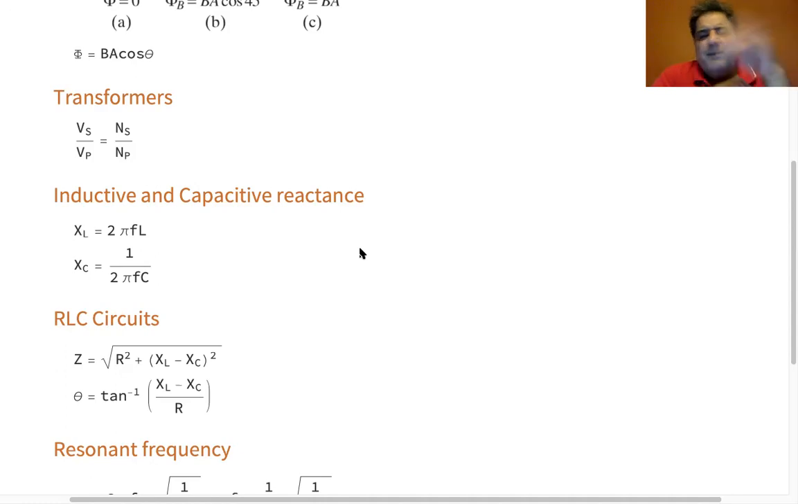Now, once you get the capacitive reactance and the inductive reactance, you can calculate the impedance if you know the resistance value that's in the circuit. This is for an RLC, for a resistor, inductor, and capacitor in series in a circuit.